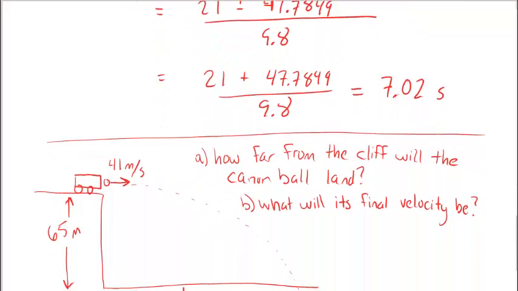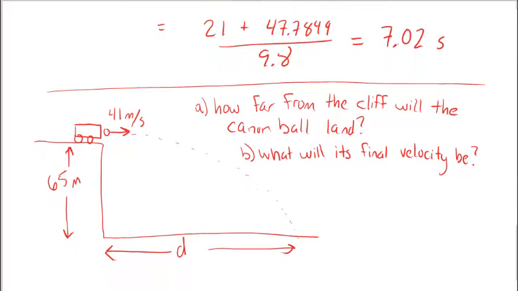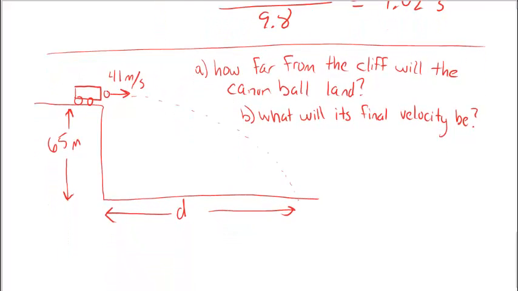More common of the projectile type questions that you should be able to do is one like this one, where you have a cannon firing a cannonball off the edge of a cliff. The cannon is 65 meters, and we'll say it is at 65 meters from the base of the cliff. We'll ignore the height just above the top of the cliff. It fires it off at 41 meters per second horizontally. How far from the cliff will the cannonball land? And the second, what will its velocity, or final velocity, be?